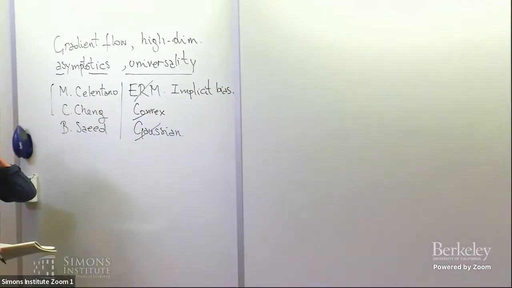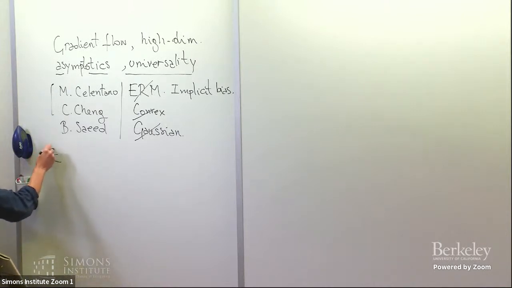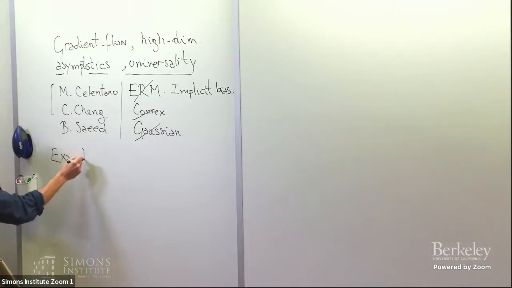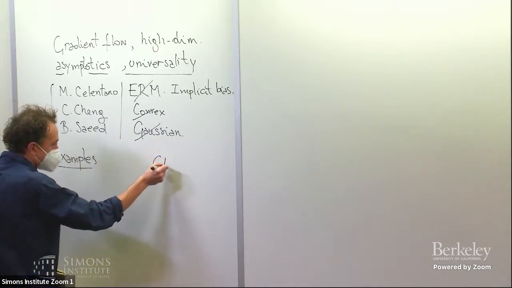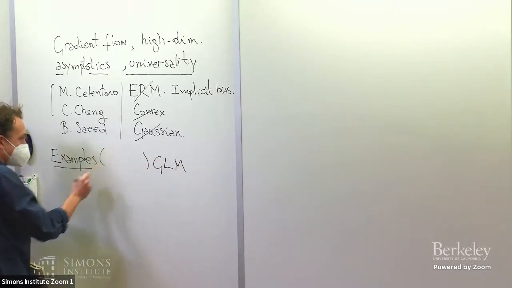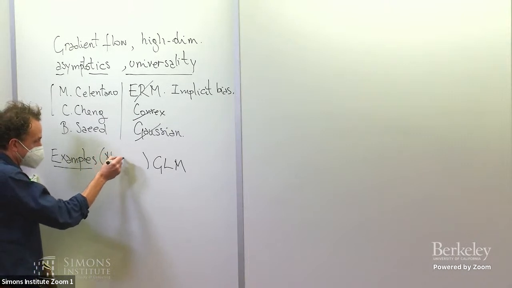So this is an attempt instead to forget about this and analyze directly, in some simple models, gradient descent or gradient flow. Let me give you two examples that are covered by the kind of results that I'll discuss. The first one is generalized linear models, high-dimensional generalized linear models, but unlike in classical statistics, I look at non-convex models.